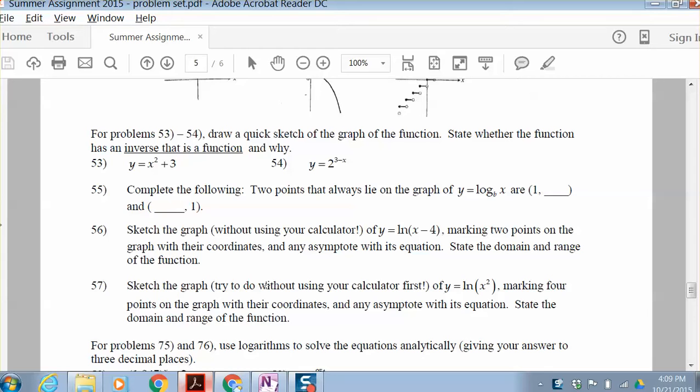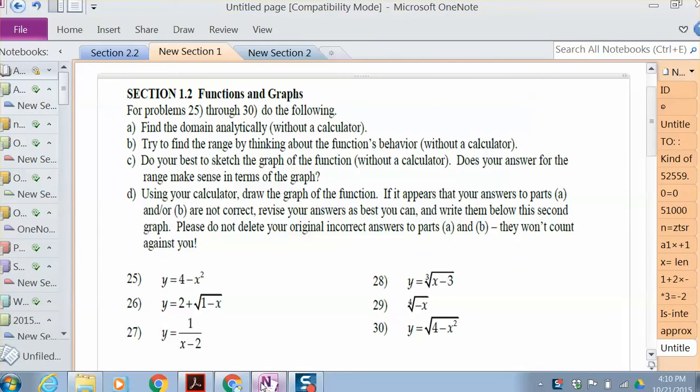And our quiz next week will deal with graphing problems like those problems I just mentioned from the summer assignment. So without further ado, let's get started.